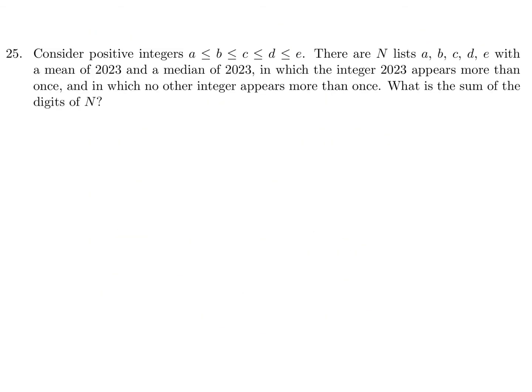Consider positive integers a, b, c, d, and e in that inequality. There are n lists, A, B, C, D, and E, with a mean of 2023 and a median of 2023, in which the integer 2023 appears more than once, in which no other integer appears more than once. What is the sum of the digits of n?